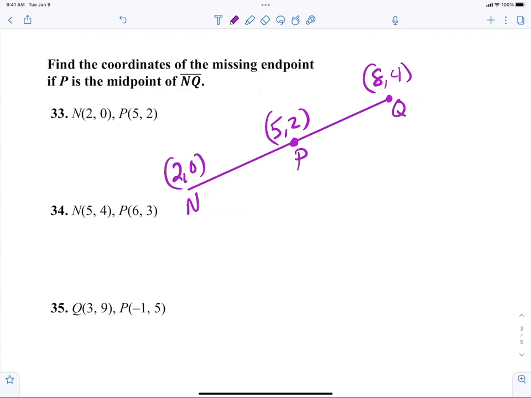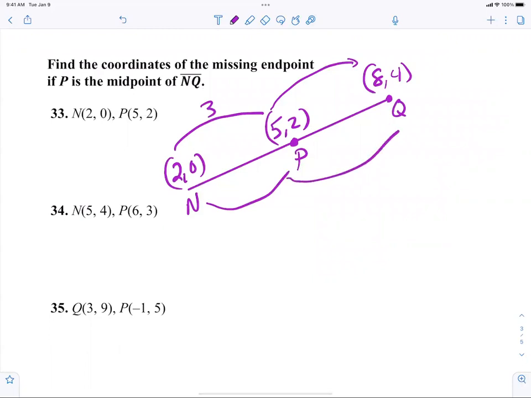2 to 5 is 3. Right. If you're in the middle, the distance that you travel has to be the same. So from 2 to 5 is how much? So if you stay in the middle, then you have to do what? Add 3. And then from 0 to 2, you what? And so in order to be in the middle, you have to add 2. All right. Everybody good with that?